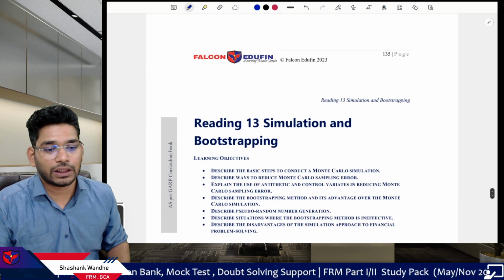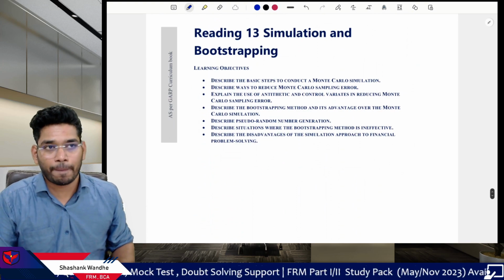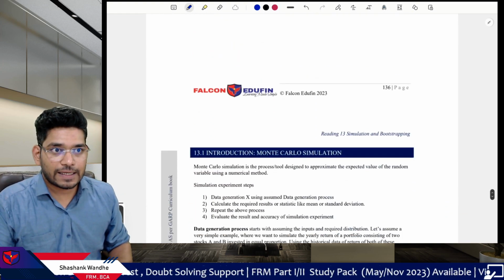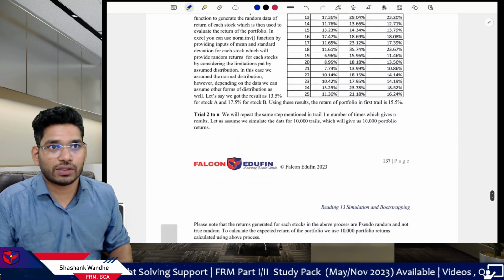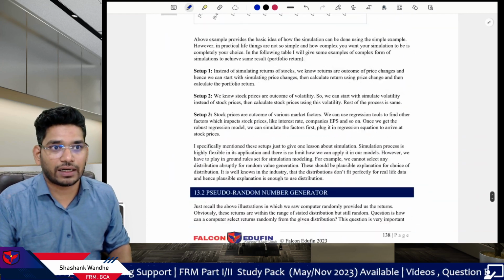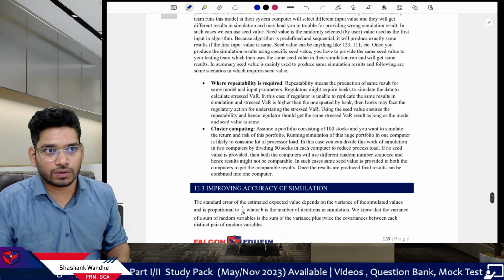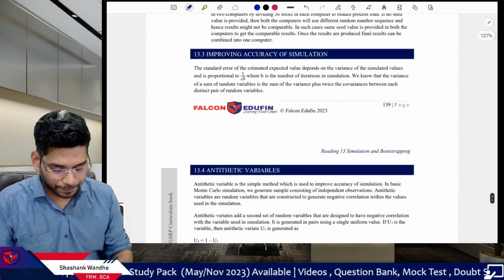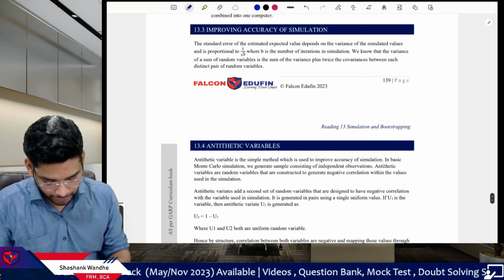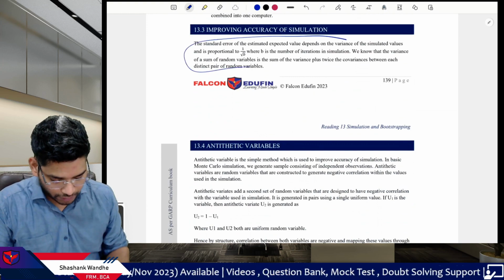Very important. Okay, next, simulation and bootstrapping. In simulation and bootstrapping, this is a very theoretical discussion, so you have to understand each and everything, and I will show you what are the points to remember. So remember, improving accuracy, very important, this discussion.